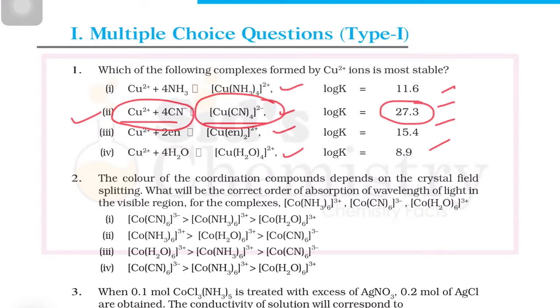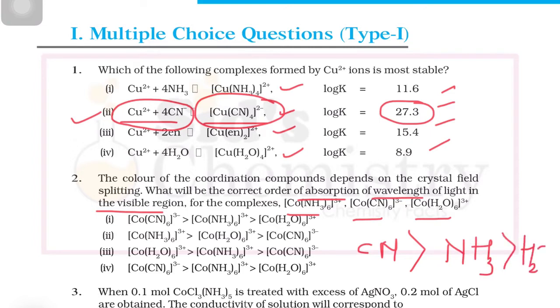What will be the correct order of absorption of wavelength of light in the visible region for the complexes given? Now we need to understand the strength of the ligands before we answer this question. Considering the strength of ligands, CN is stronger, amine is stronger than aqua, and therefore depending on the strength, the splitting value will be high.